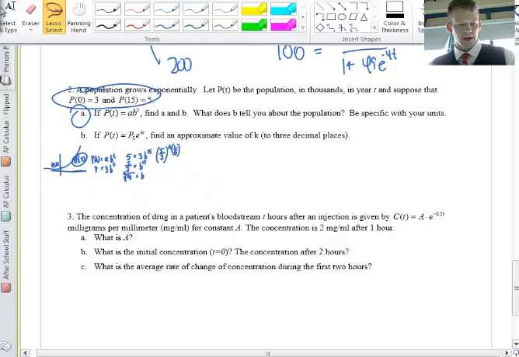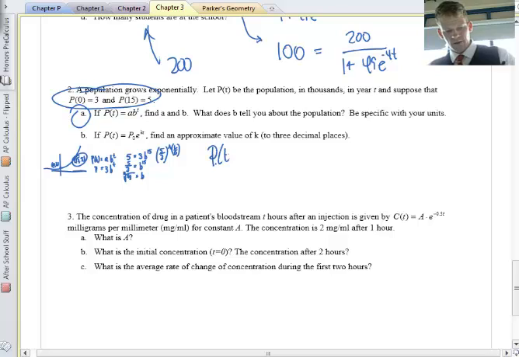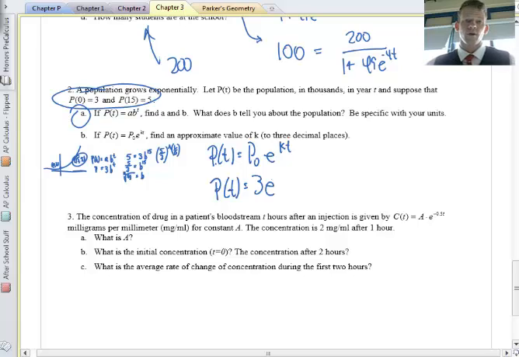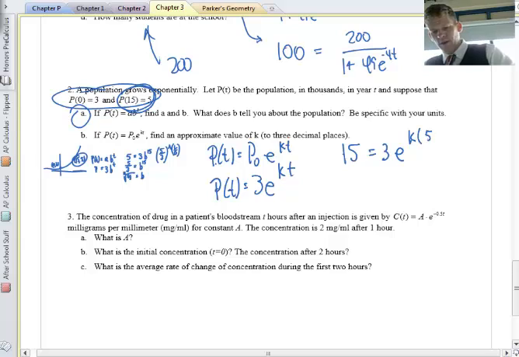And if you were going to do that with the exponential, you'd have P of t equals your initial amount e to the kt. So in this case, we know the initial amount is 3. e is the base we want to force to use, so we can force e to work with this as long as we find the right value of k. Now we're going to solve for k. We're going to use the point 15, 5 again. So you have 15 equals 3 e to the k times 5.